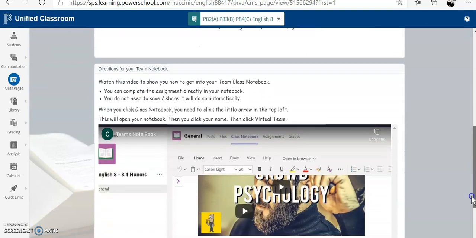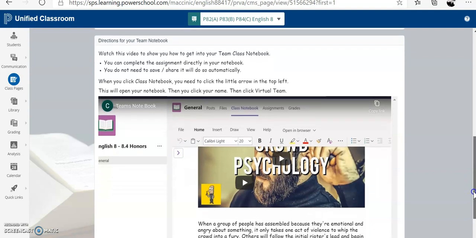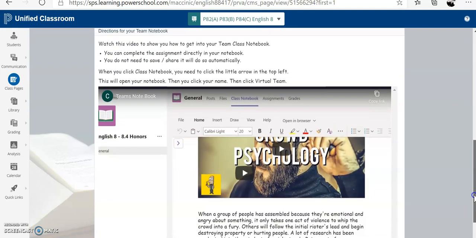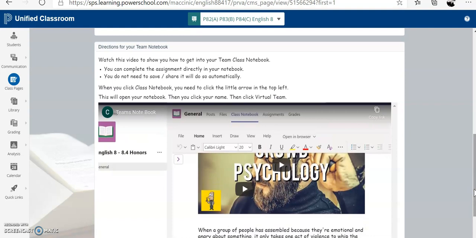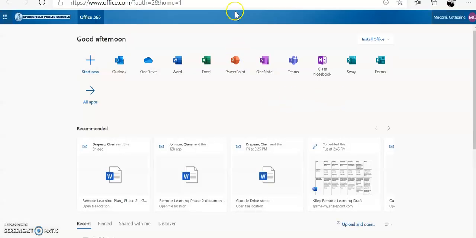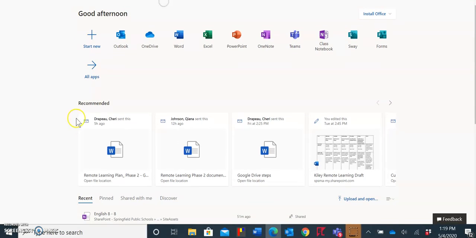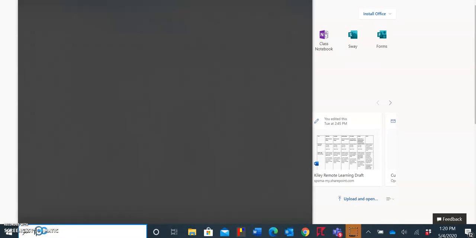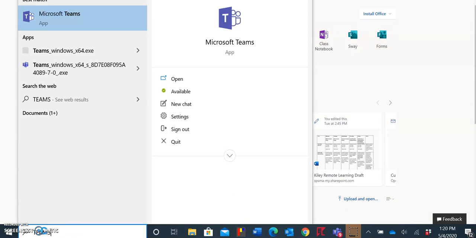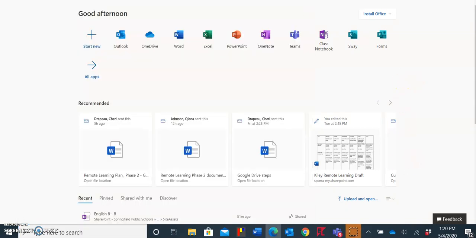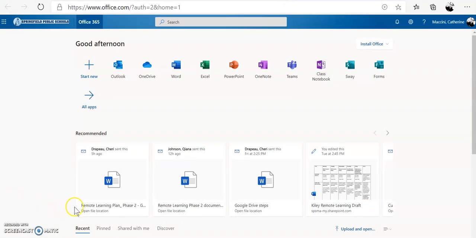Okay. If you still don't know how to get into your notebook in Microsoft Teams, once again, here is the video for that. It's in Unified Classroom. All you have to do is watch the video. So, getting into Teams. Many of you may get into Teams through Office 365. Here is the Teams icon. You can also go down here and type Teams in the search bar. Okay, so those are going to be your options.